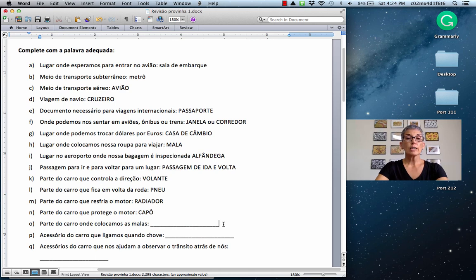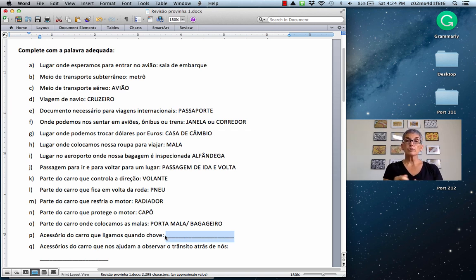Parte do carro onde colocamos as malas. So, when you are going to travel, so you put your clothes in the suitcase, ok? Então, você põe a roupa na mala e depois você põe a mala no porta-mala. Porta-mala. Or, there is another word, bagageiro. You can use either one, ok?